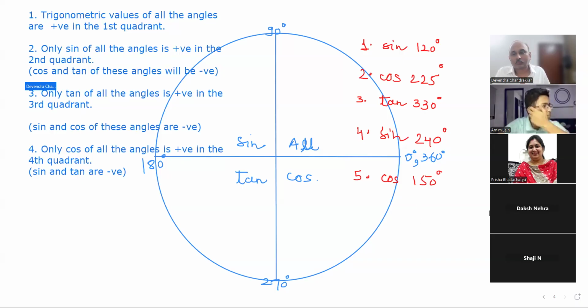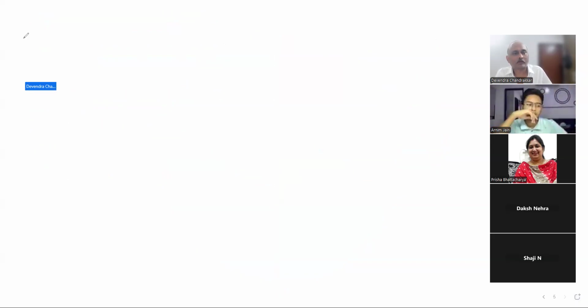So now, once you are aware of this, let's draw the trigonometric table. This table is what you have to memorize, and I'll give you a small trick or small tool to memorize it also. So you will learn about it. You can draw the table with me.